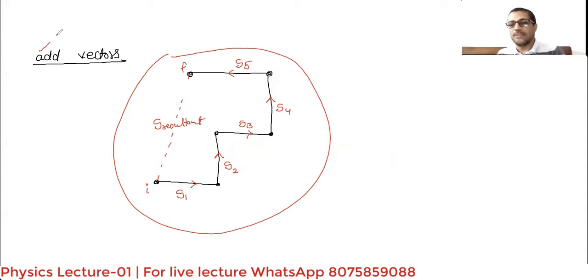Just to give you a simple example, because any time we learn a mathematical tool in physics, we must know why we are doing that. So is there a necessity to understand how vectors are to be added? Yes, there is a necessity, and this is a clear-cut example. Likewise, velocities can be added, forces can be added.